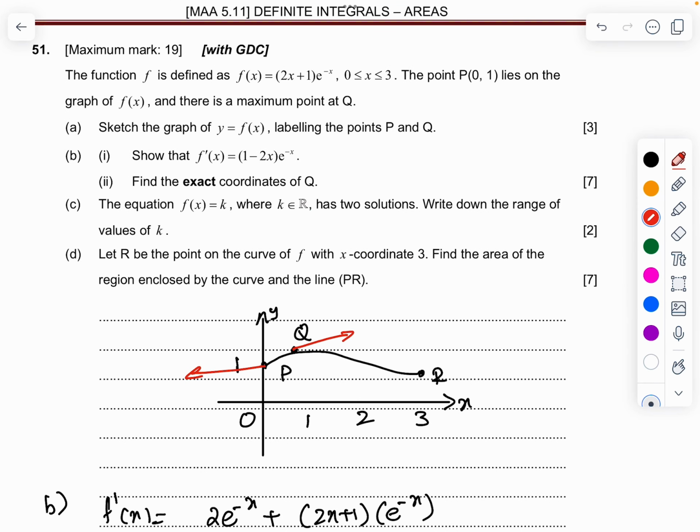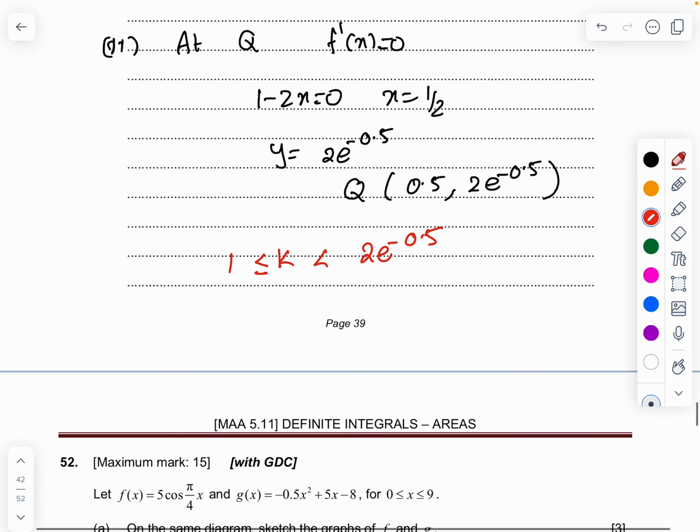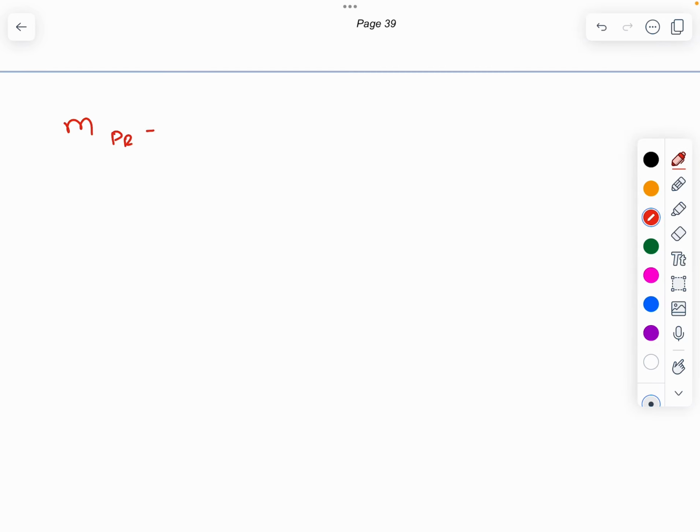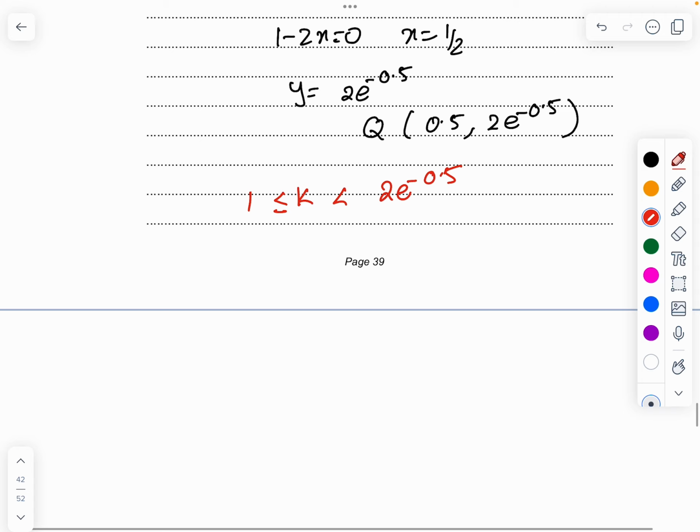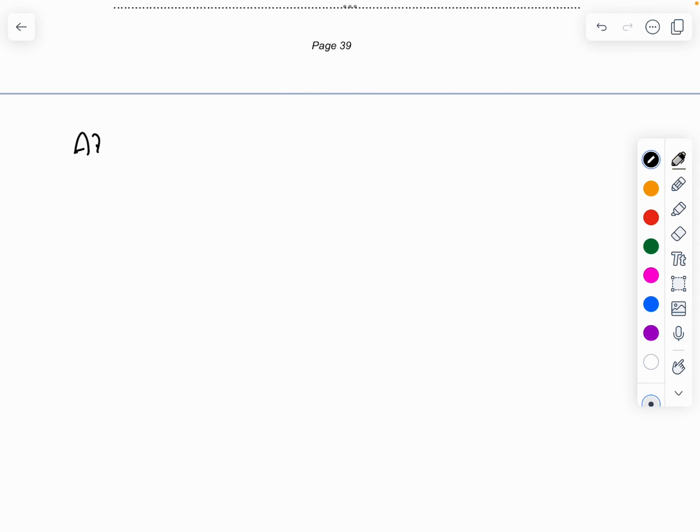Let R be the point on the curve with x coordinate equal to 3. Find the area enclosed between the curve and the line PR. So first of all, we have to find the equation of the line PR. So gradient of PR equals to, so first of all at R, y equals to 7 e to the power of minus 3. So gradient of PR equals to 7 e to the power of minus 3 minus 1 by 3. Now that is the gradient of PR.